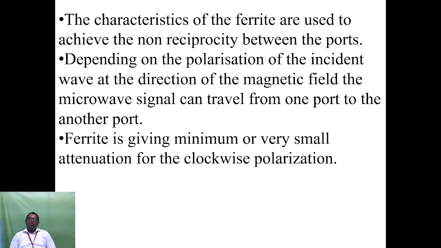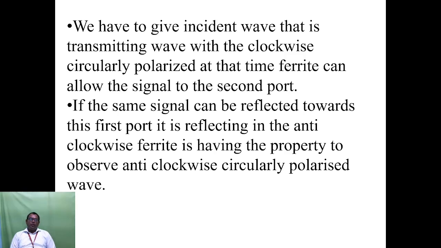Ferrite gives minimum or very small attenuation for the clockwise polarization. So here again we use only the clockwise direction for signal transfer. We have to give the incident wave, that is the transmitting wave, with clockwise circular polarization. At that time, the ferrite allows the signal to pass to the second port, not to the third or fourth. If the same signal is reflected towards the first port, it is reflected in the anti-clockwise direction, and the ferrite has the property to absorb anti-clockwise circularly polarized waves.